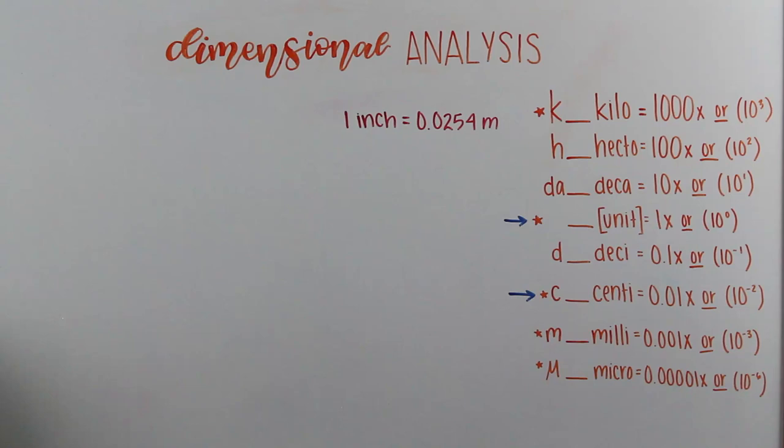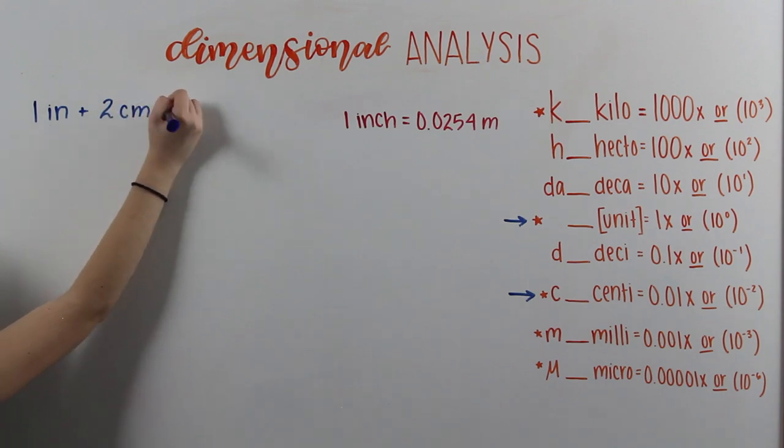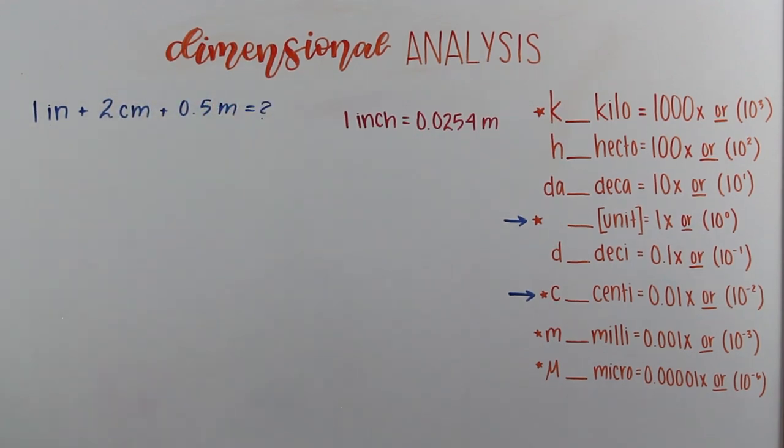The final question we will go over involves addition. It might seem hard, but it's very easy as long as we follow each step carefully. Now in the last example, we have 1 inch plus 2 centimeters plus 0.5 meters. We cannot add these values with different units, therefore we have to convert the three values into the same unit. Let's start off by converting inch to meters. A given conversion factor for this question includes 1 inch is equivalent to 0.0254 meters.